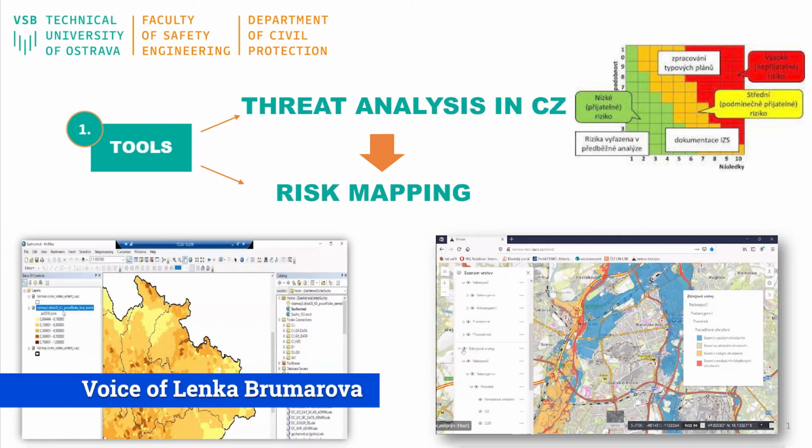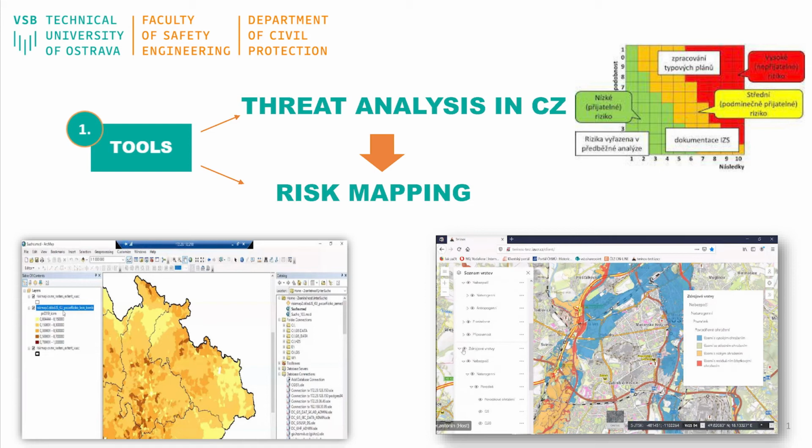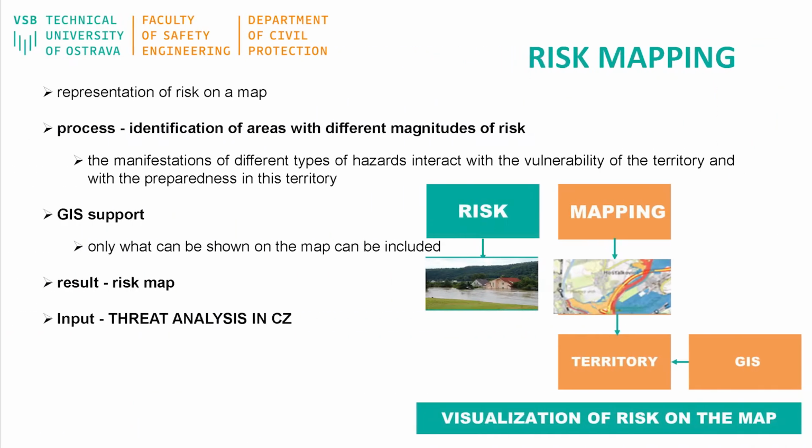First point is threat analysis in the Czech Republic. The second point is risk mapping, because we create the risk on the territory, and the second part is mapping. We need a visualization of risk on the map. Yes, this is a very good point.